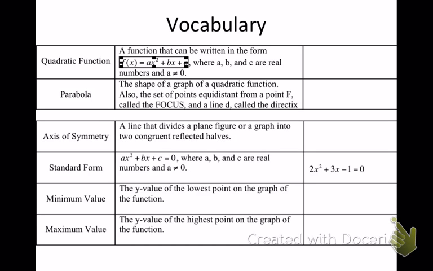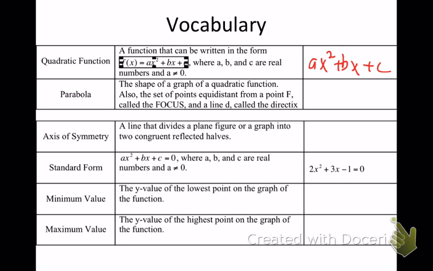Some key vocab terms here. The first one, quadratic function. A quadratic function is a function that can be written in the form f of x equals ax squared plus bx plus c, where a, b, and c are real numbers. So again, it's ax squared plus bx plus c. Notice as in standard form, quadratic term, then the linear term followed by the constant term. A, b, c are the coefficients in front.